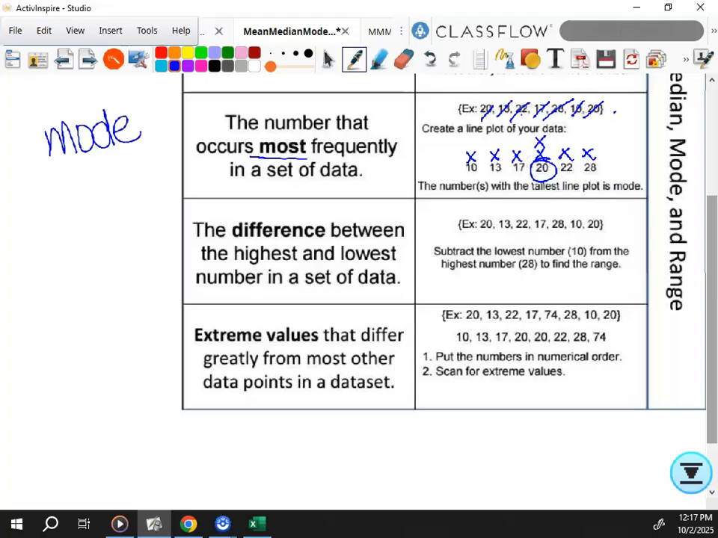Okay. So again, do you have to make the line plot? No, but you do need to know what a line plot is. Okay, we good on that? So mean, median, mode. And then we have the range.